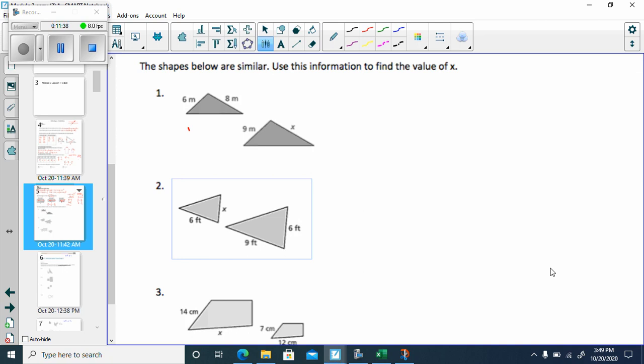Now, let's look at these and let's see if we can find the side lengths, okay? We're trying to decide if the shapes below are similar. Use this information to find the value of x. Well, if these are similar, then I should be able to set up a scale factor. The sides will be proportional. Remember, we talked about scale factors. Scale factor is equal to the length of an image side over the length of a pre-image side.